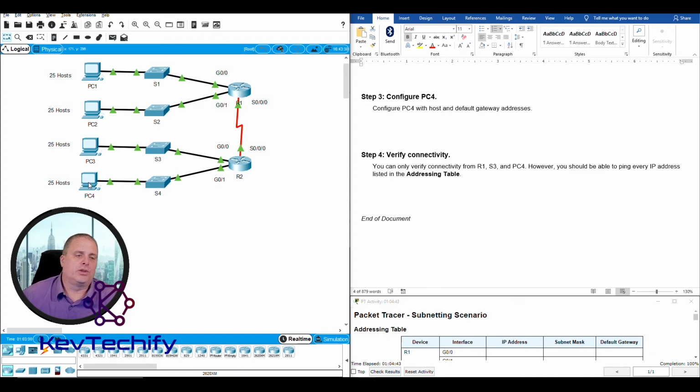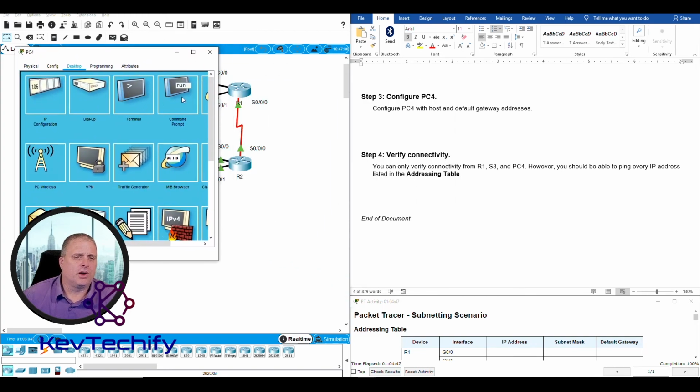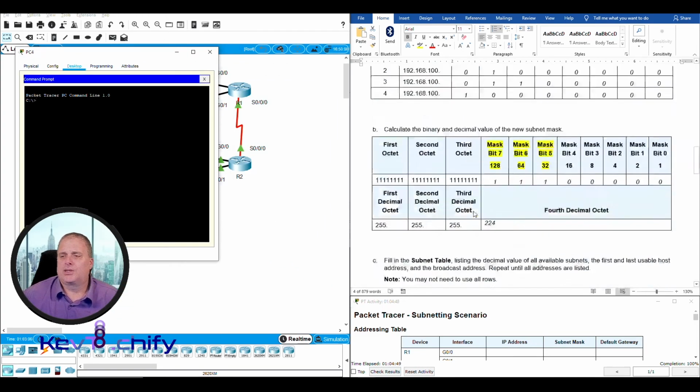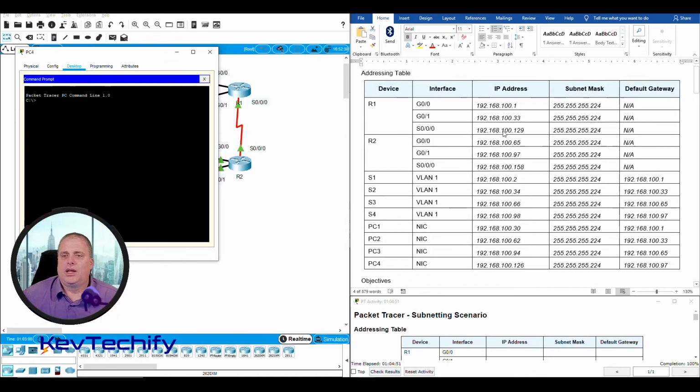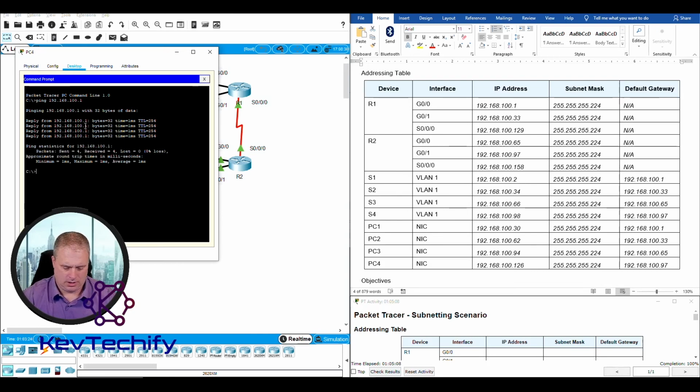And so what I'm going to do is open up PC4 and open up the command prompt. I'm going to scroll up to our addressing table, and I'm just going to ping these addresses. Starting off with R1, gig 0/0 interface, ping 192.168.100.1. That works.